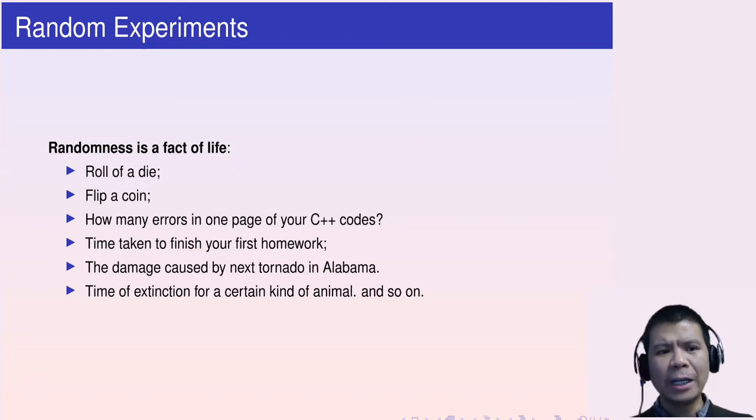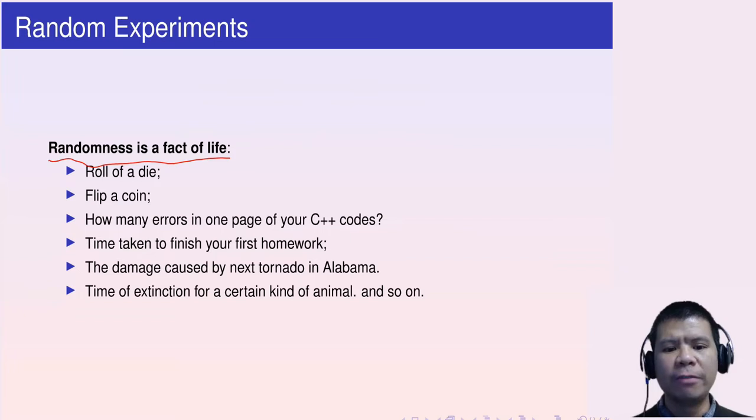There are many other examples you have in life, right? Whether you're going to get a flat tire on the highway, that's going to be something random that you're not sure of. In other words, there are just so many things that people are unsure of that are happening every day and everywhere. In other words, we say randomness is a fact of life.